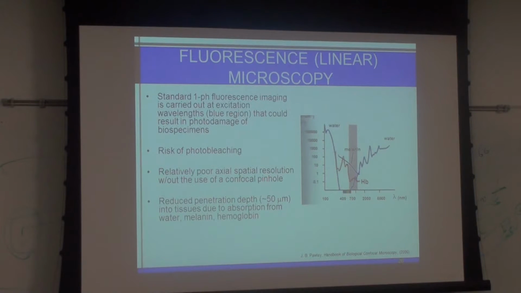But you want to go to shorter wavelength, and shorter wavelength has the challenge of being absorbed too quickly in the tissue. Not to mention you can kill the tissue. And you get to a point where you start to approach mutagenic wavelengths, out to like 350, for example. So linear microscopy is limited by this problem. It's important to understand that. And the penetration depth effectively winds up being about 50 microns.